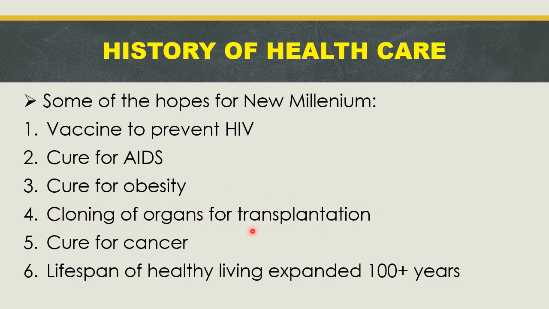Ngayon kasi do there may transplantation ng organs, but then it depends if may donor or may available organ. But then if cloning would be done sa organs, it would be very easy for us to do transplantation. Then, of course, cure for cancer and life expectancy of 100 plus years. Though, may mga umaabot na ngayon ng 100 plus. But then, kakaunti lang sila.